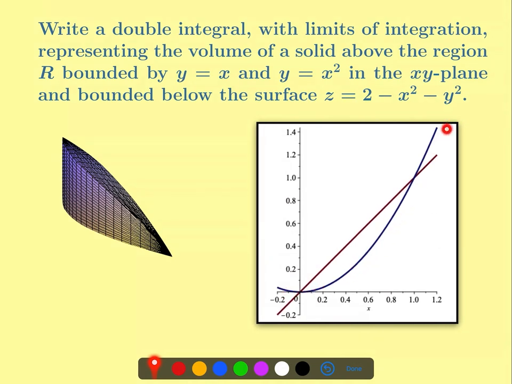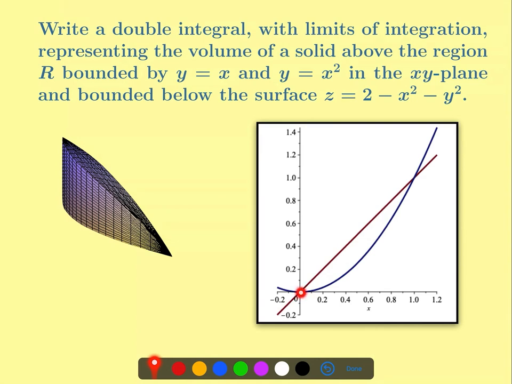So y equals x squared is this parabola. y equals x is this line. And so the region bounded by those, we can see, is just this region inside here. So we want to integrate over x and y inside that region.